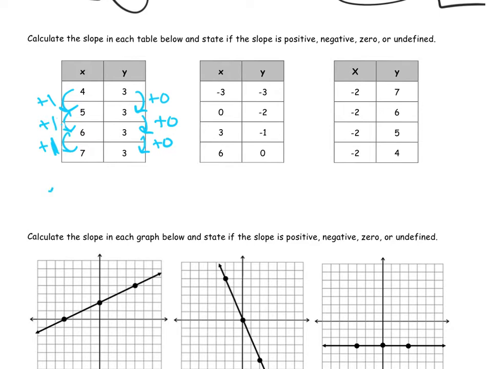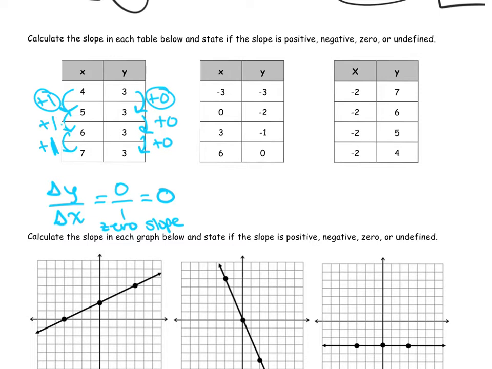So the change in y we just saw is going up by 0, and the change in x, we're going up by 1. 0 over 1, guys, be careful here. 0 over 1 is just 0. So I have a 0 slope. That's a 0 slope.